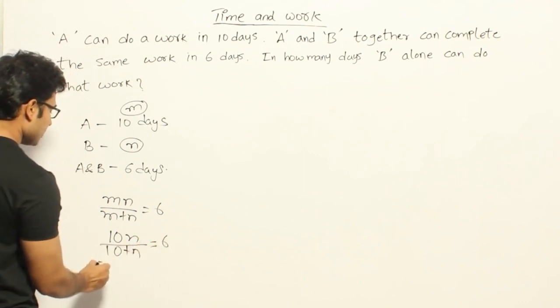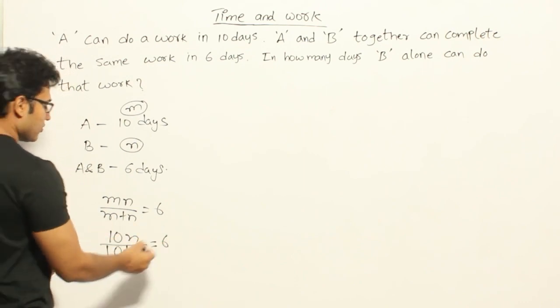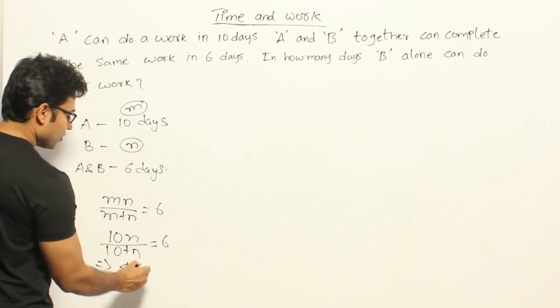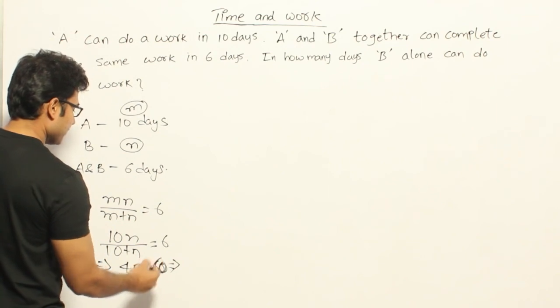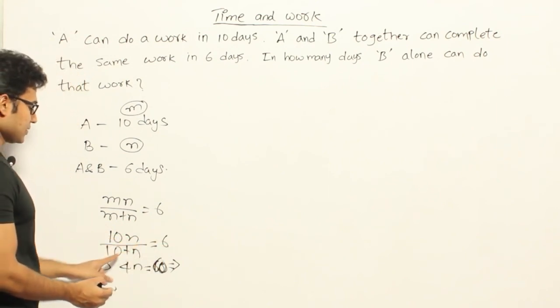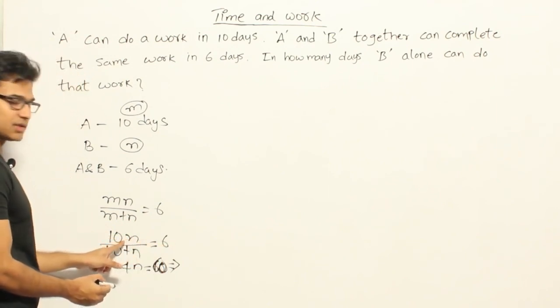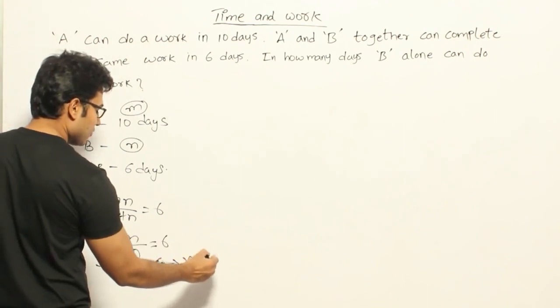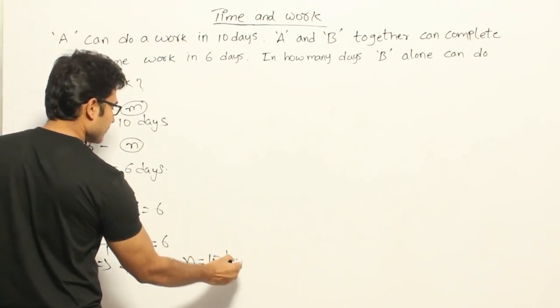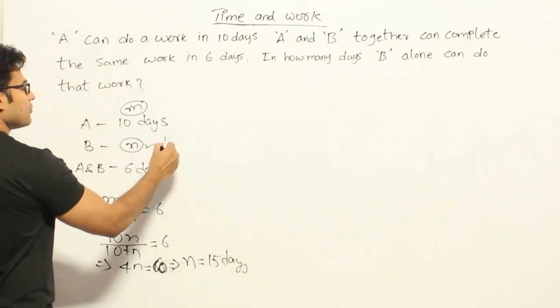Now what does it mean? If you try to solve it, you are going to get 10N equal to 60 plus 6N, and this side is 10N, therefore 4N equal to 60. That implies N equal to 15 days, right? So here you are going to get 15 days.